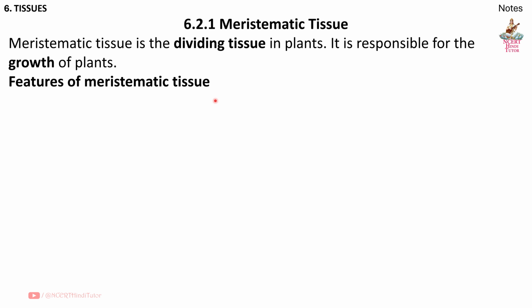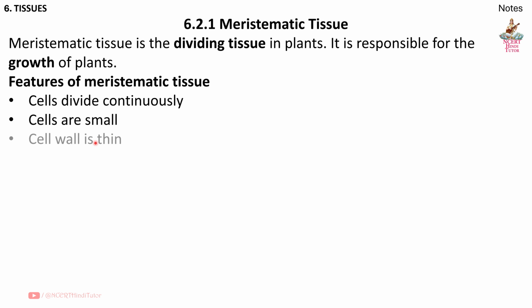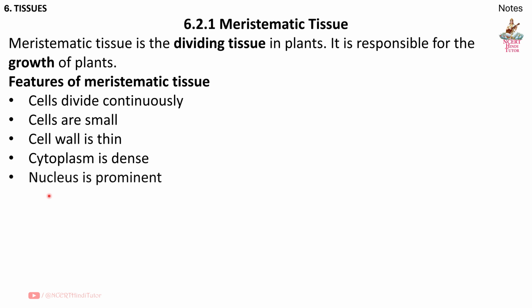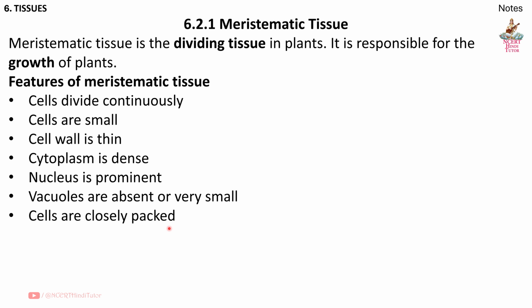Features of meristematic tissue: cells divide continuously, cells are small, cell wall is thin, cytoplasm is dense, nucleus is prominent, vacuoles are absent or very small, cells are closely packed.